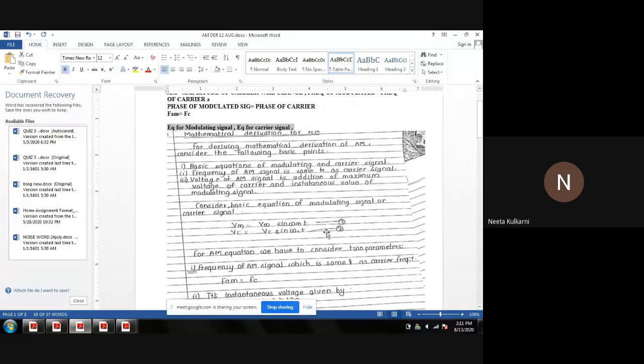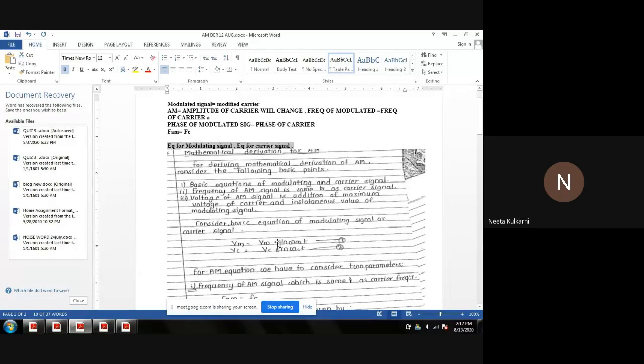Look at equation 1 and equation 2. What are the first two equations for? We are writing the basic equations for the modulating signal and the carrier signal. We are deriving AM. To generate AM, we need two signals at the input: the modulating signal and the carrier signal. That's why we consider the first two equations here. Are you able to see these two equations? One equation is for VM and the other is for VC.